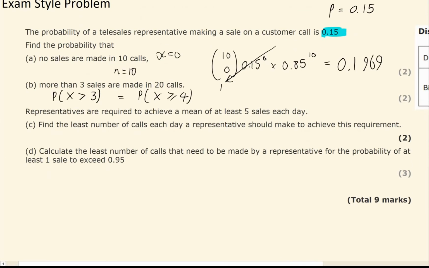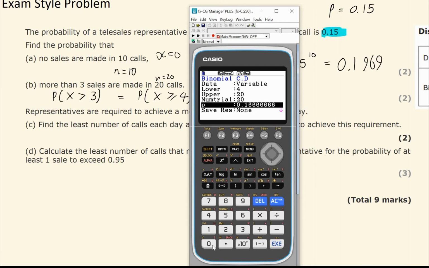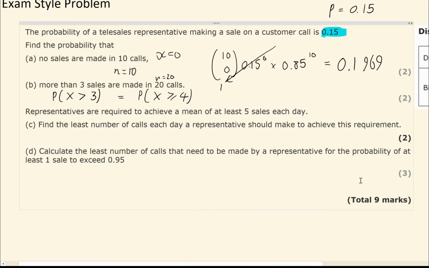So we've also got 20 calls, so here n equals 20. Again, you can use either calculator, but going through here, I want more than 3, so anywhere between 4 and 20. Number of trials was 20 as well. Odds of success, we were told, was 0.15. And there you go, 0.352.